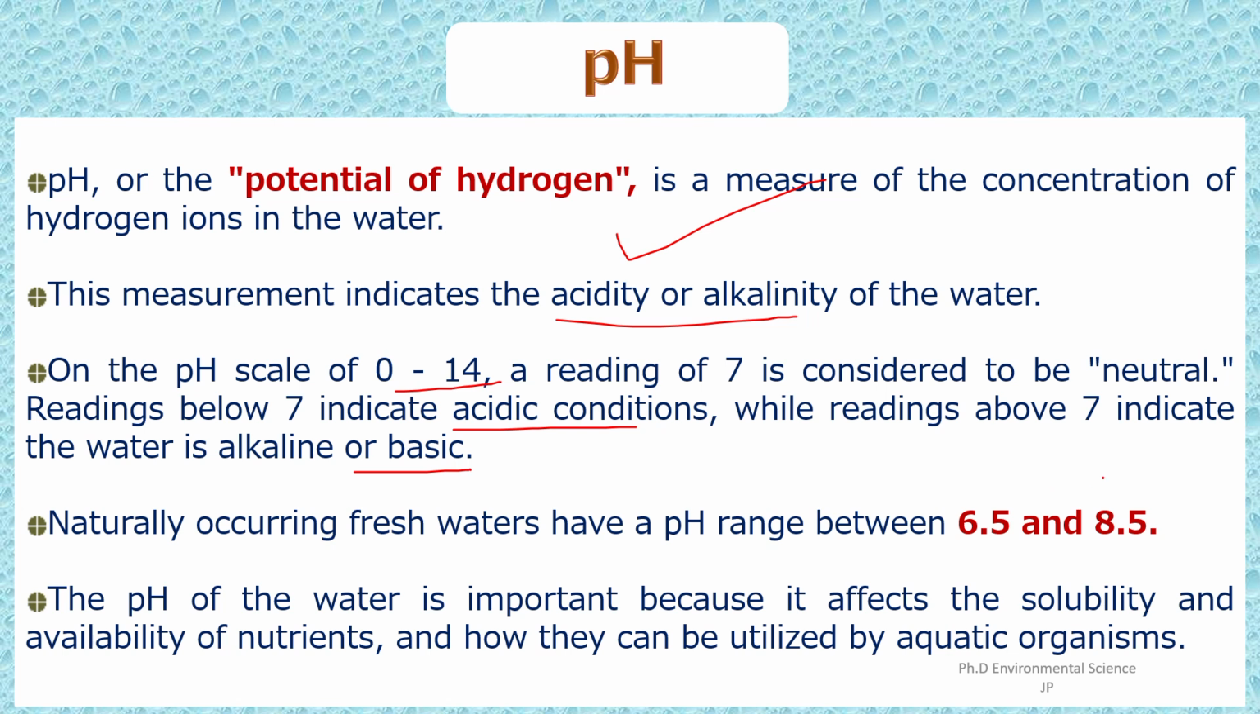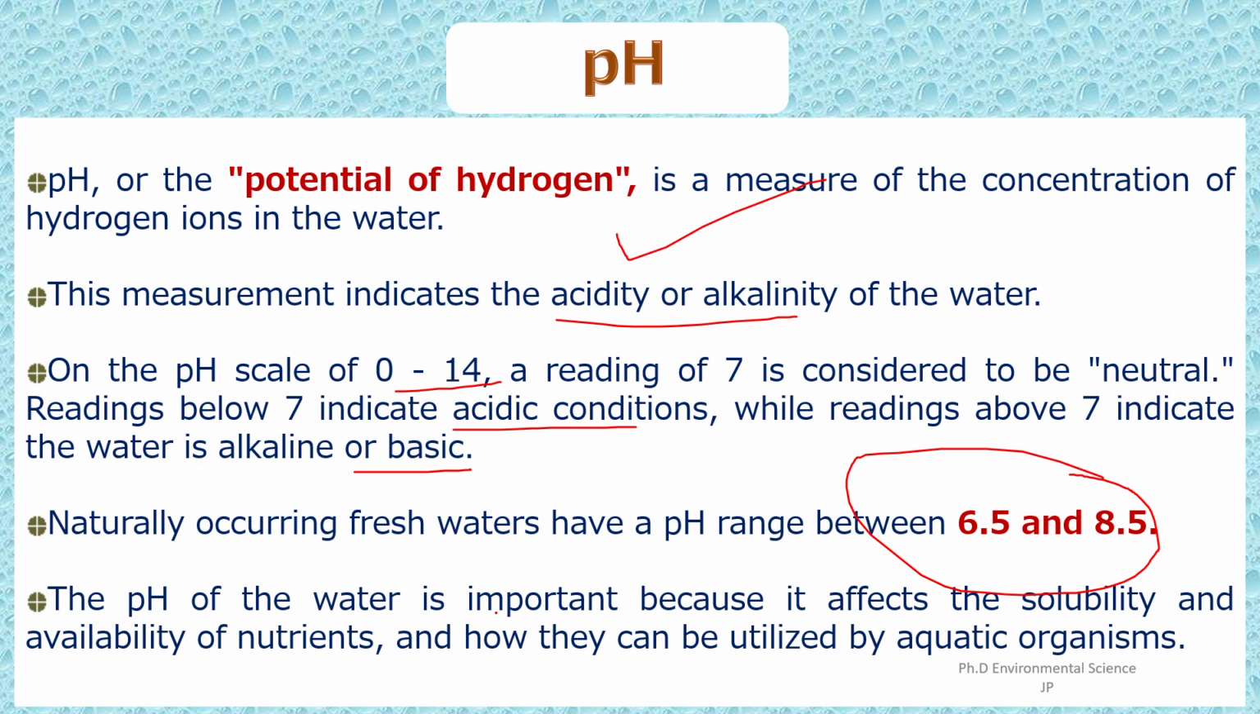Now, fresh waters typically have a pH range between 6.5 and 8.5. This range can vary due to natural factors such as geological formations, vegetation, and biological processes. Now, what is the importance of pH?